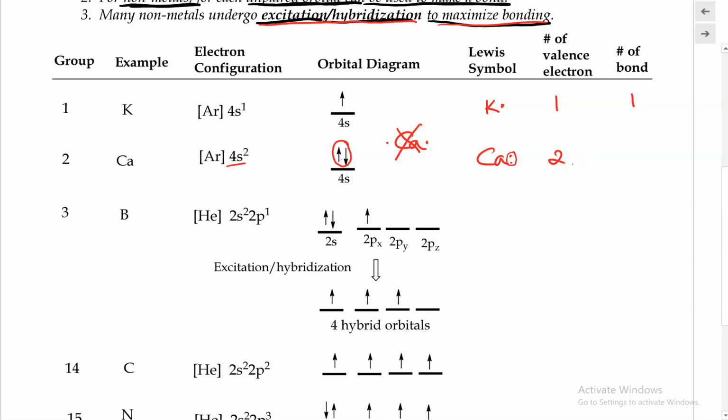And in chemical bonding, it actually forms two bonds. Moving on to group 13. So please make that correction. This is group 13, boron. And the electron configuration of boron is helium 2s2 and 2p1. So in this case right here, it has three valence electrons.